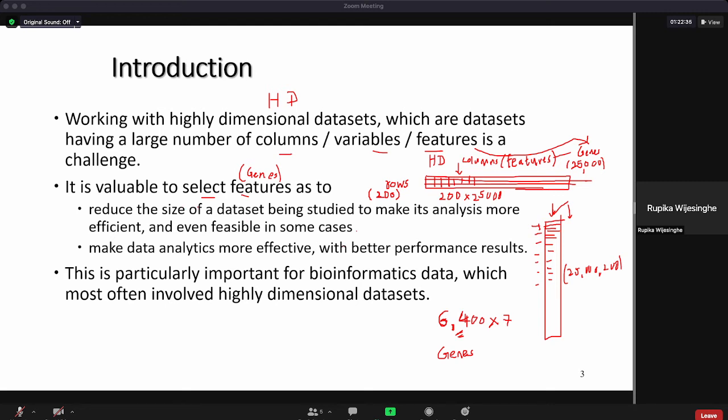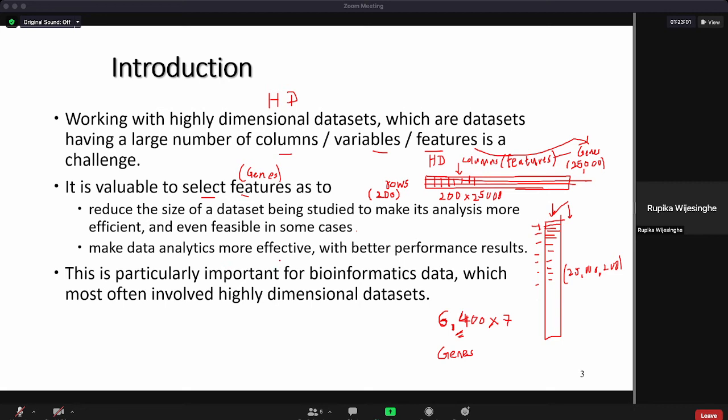Because it is important to reduce the size of the data set so that it is easy to analyze the data set, right? That means analysis will be more efficient because it is easy to work with a smaller number of features, and even feasible in some cases. Make data analytics more effective.